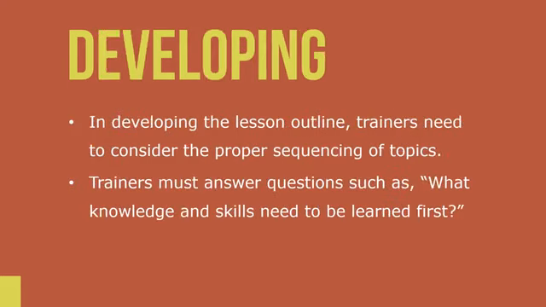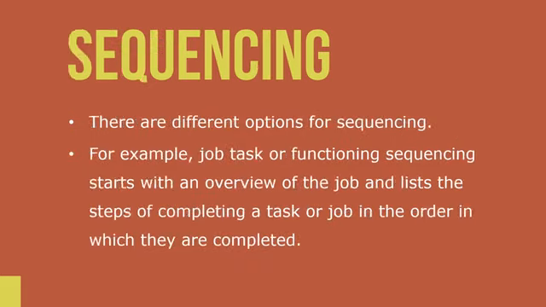In developing a lesson outline, trainers need to consider the proper sequencing of topics. Trainers must also answer questions such as what knowledge and skills need to be learned first, in what order should knowledge, skills, and behaviors be taught, and what order will make sense to the trainees. There are different options for sequencing. For example, job or task functioning sequencing starts with an overview of the job and lists the steps of completing a task or a job in the order in which they're completed.